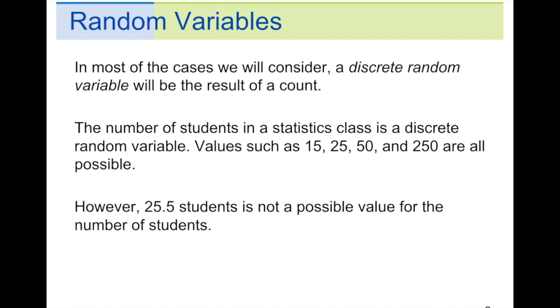In most of the cases we will consider, a discrete random variable will be the result of a count. The number of students in a statistics class is a discrete random variable. Variables such as 15, 25, 50, and 250 are all possible. However, 25 and a half students is not a possible value for the number of students.